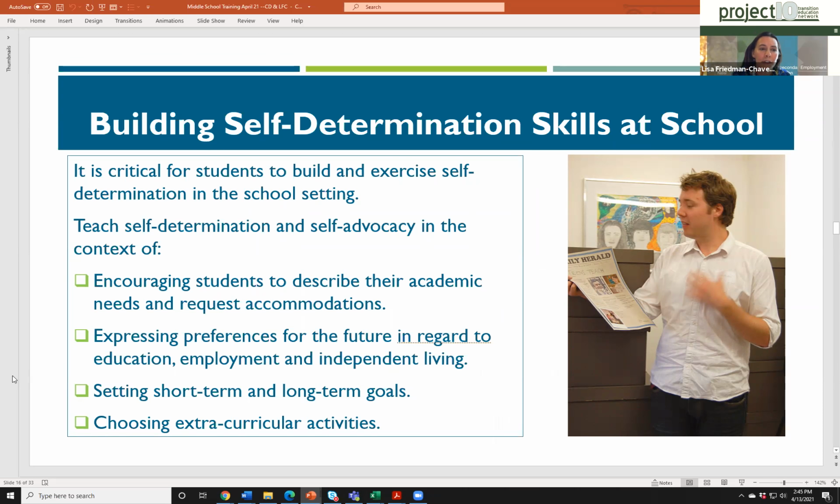So some things to consider when you're talking about building self-determination skills, and there is more information inside the transition trail map, also the document Benchmarks for Middle School Transition Planning. There are additional activities. These are just a few to consider. When you're teaching self-determination and self-advocacy, you can be looking at students requesting their accommodations. Have them start requesting their accommodations in middle school. This is going to help them when they move on to high school.